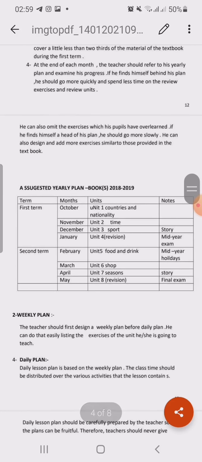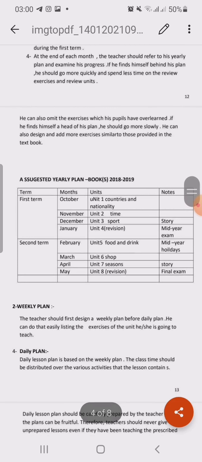Number 4, at the end of each month, في نهاية كل شهر, the teacher should refer to his yearly plan and examine his progress. لازم يراجع خطته في نهاية كل شهر ويشوف التقدم اللي أحرزه في هذا الشهر. If he finds himself behind his plan, إذا كان شاف نفسه متأخر في خطته, he should go more quickly. لازم يستعجل and spend less time on the review exercises and review units.